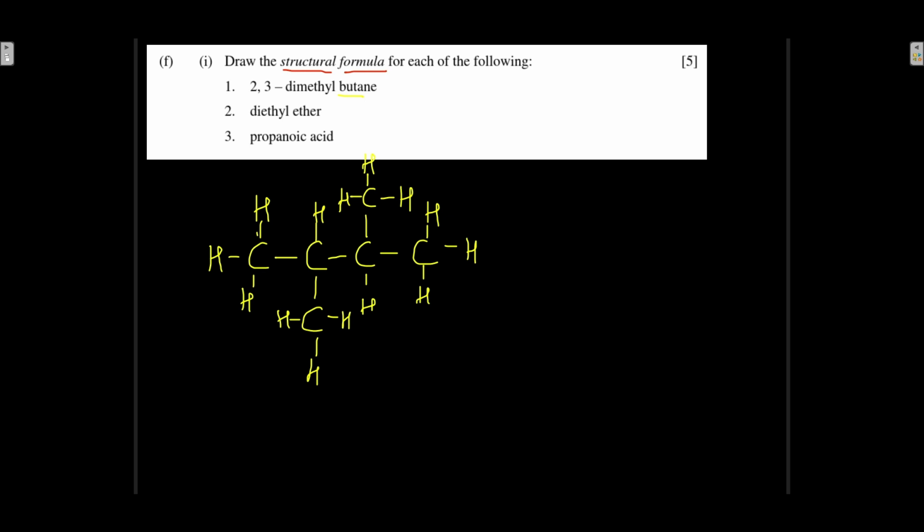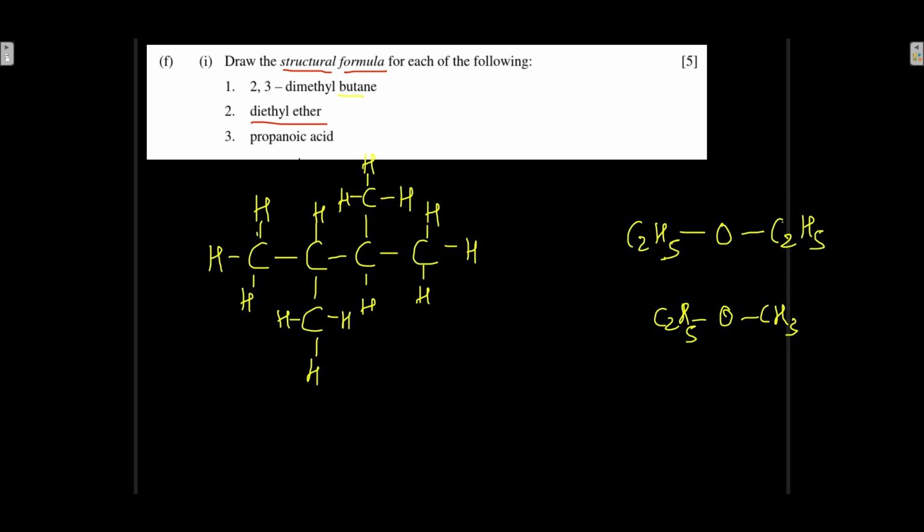Okay, next, diethyl ether. The ether functional group is this: oxygen attached to two carbon atoms. Diethyl ether is a common name. This is not in our syllabus, but just to give you an idea, diethyl means whatever group is attached to the oxygen will be two ethyl groups. So C2H5 here, C2H5 here. If there is one methyl and one ethyl, you will call it ethyl methyl ether. So these are common names again. Since it is not in the syllabus, I'm not going to write the structure in detail.